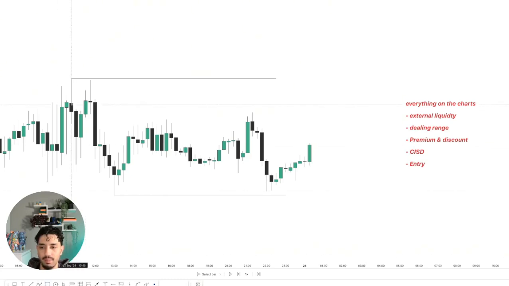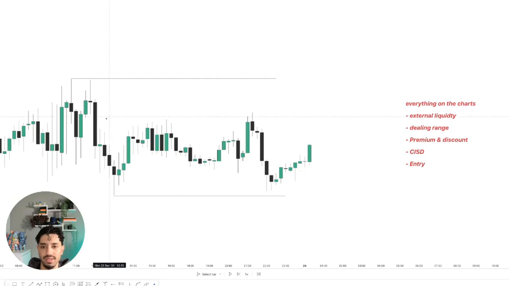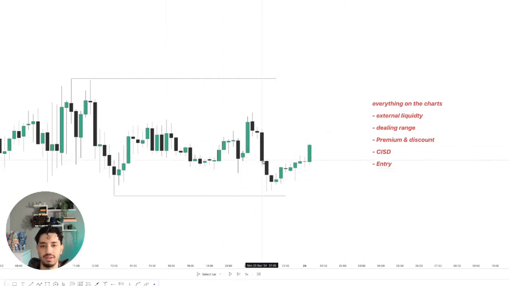And you can see the market is stuck within this range. As we're stuck within this range, what is this? This is building up liquidity. So now you've identified your liquidity. So this is your external liquidity. We have it above this high and we have it below this low. And what do we wait for? We wait for the market to take one side of the external liquidity out.